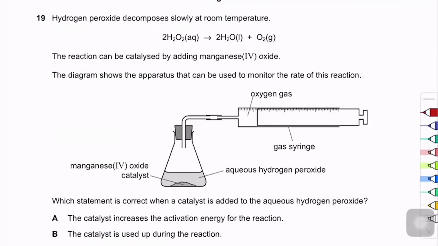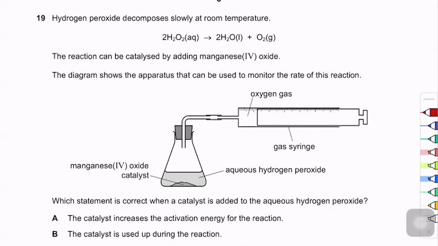Hydrogen peroxide decomposes slowly at room temperature. The reaction can be catalyzed by adding manganese(IV) oxide. Okay, it's a black solid. I usually do it in class in grade 9 when we study gas tests and all that.